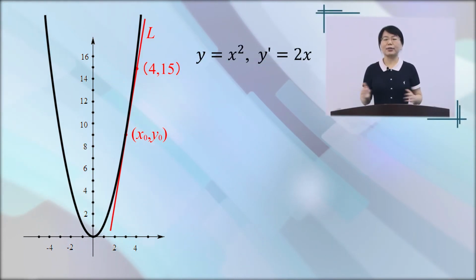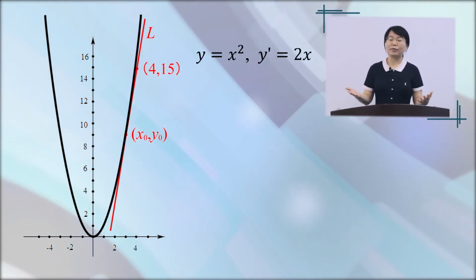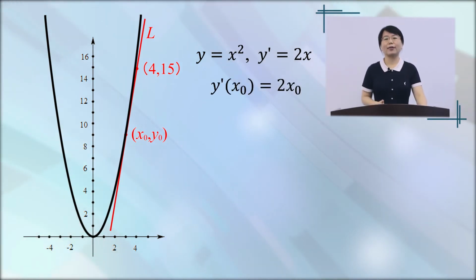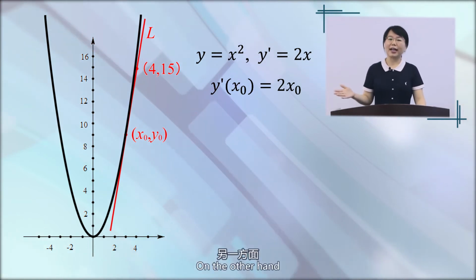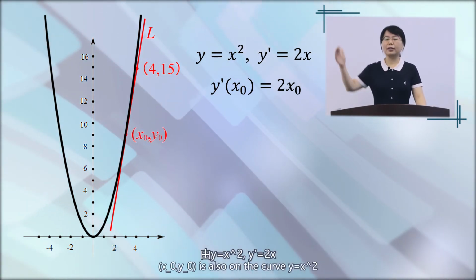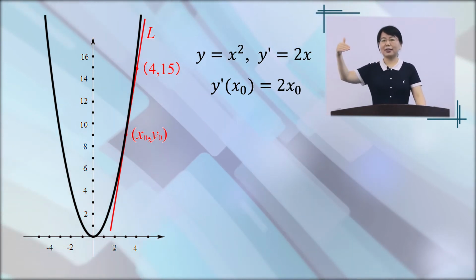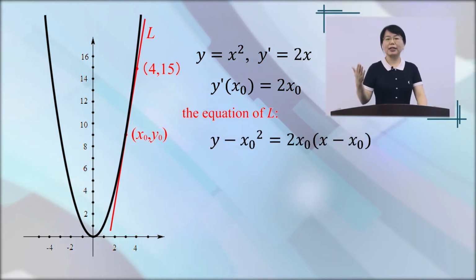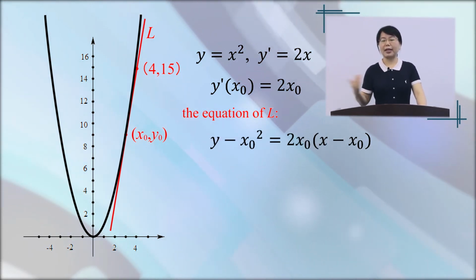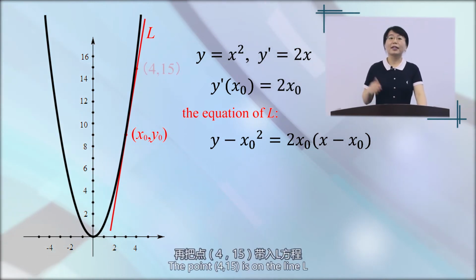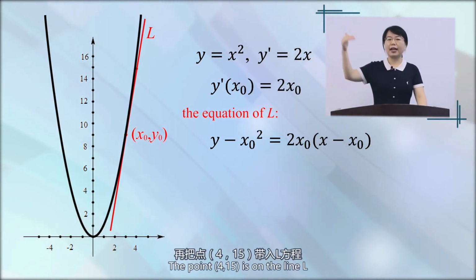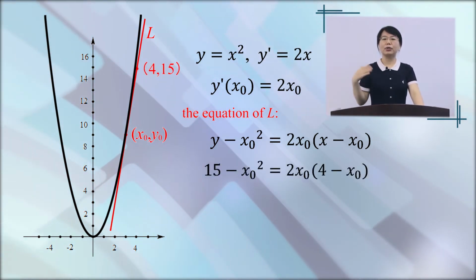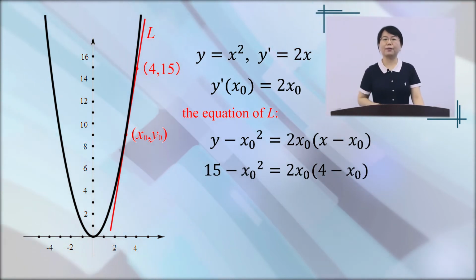Because y equals x squared, and y prime equals 2x, then y prime at x0 is 2x0, right? On the other hand, (x0, y0) is also on the curve y equals x squared. So the equation of L is y minus x0 squared equals 2x0 times (x minus x0). The point (4, 15) is on the line L, so we have 15 minus x0 squared equals 2x0 times (4 minus x0).